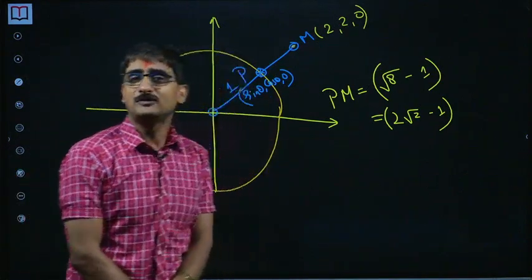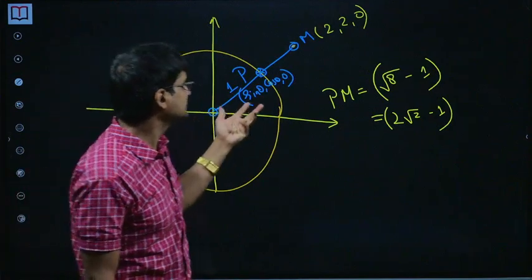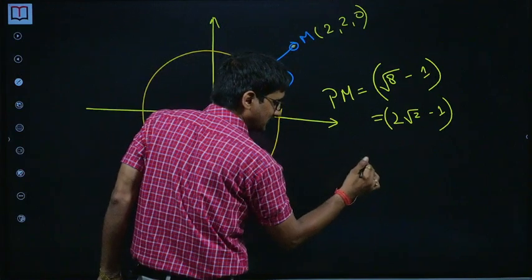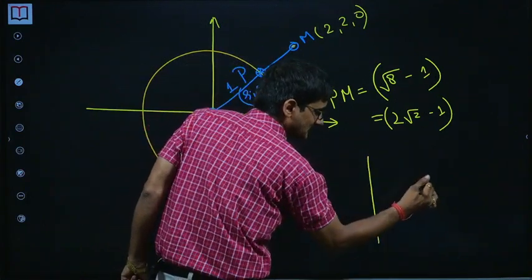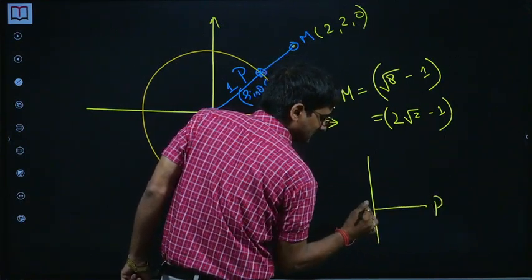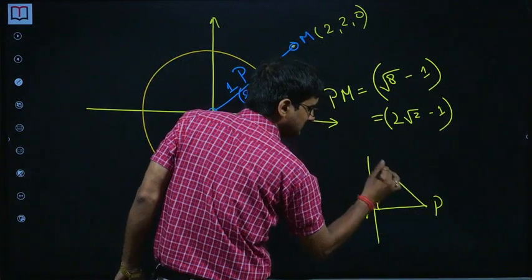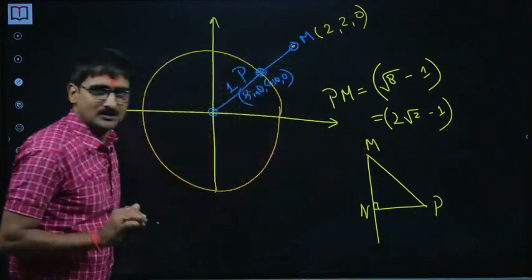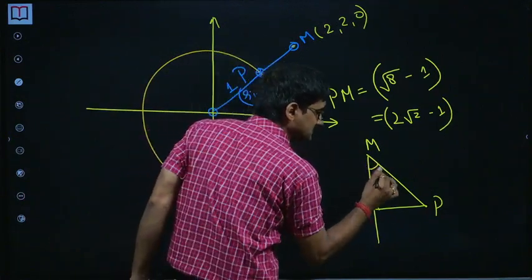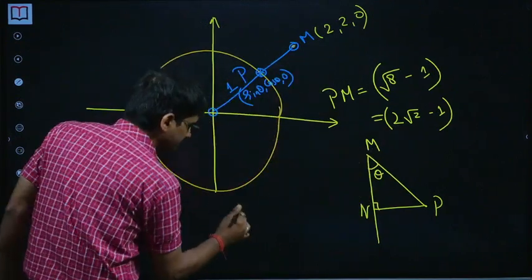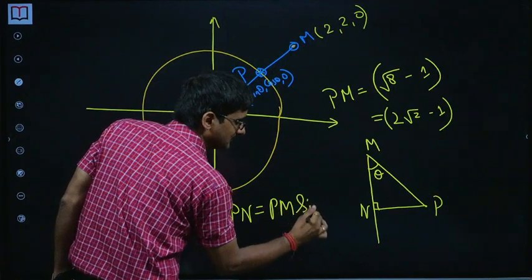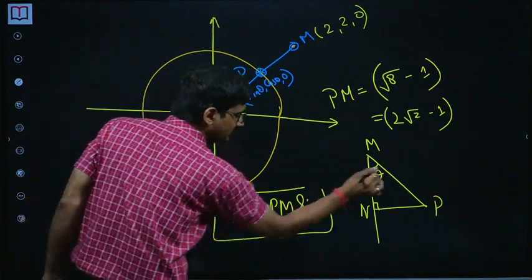Now how do we find PN? The situation is something like this. Let's say this is point P here. This is the perpendicular PN and this is PM. Now how much is PN? If I get this angle theta, then PN is actually PM sine theta. So how will I get this angle?